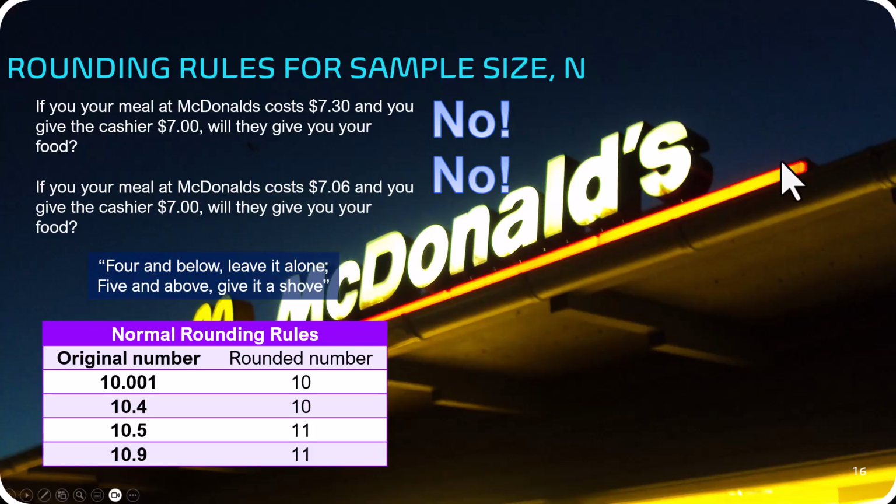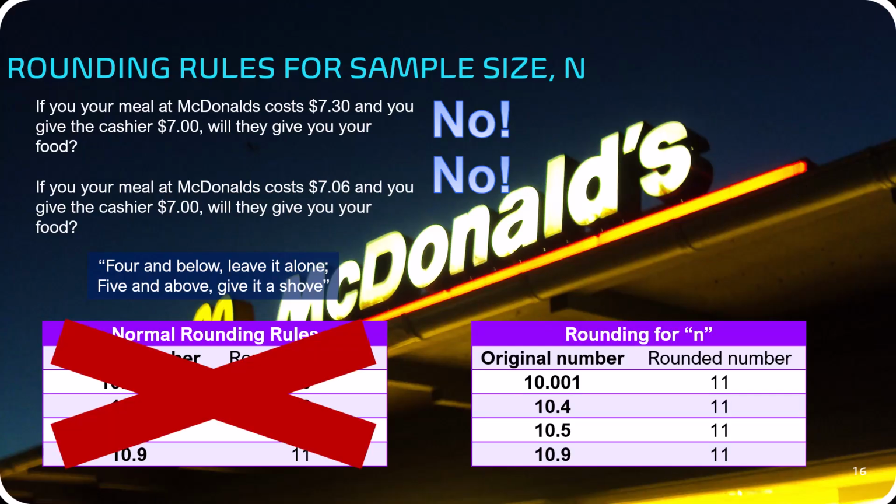right? I could give the cashier a $10 bill and they would give me change. I could give them $8 and they would give me change. But I can't give them less than what my meal costs. So it's very much the same thing when we think about sample size. Normal rounding rules don't apply. Instead, if there's anything, even a teensy tiny little bit after the decimal point, I have to round up.